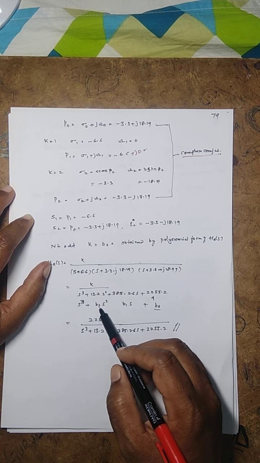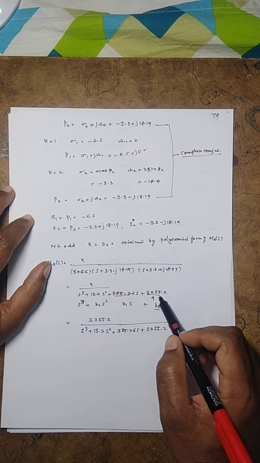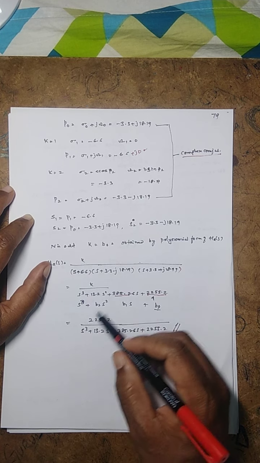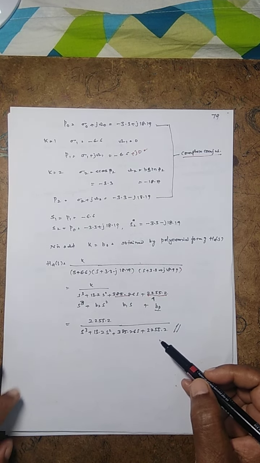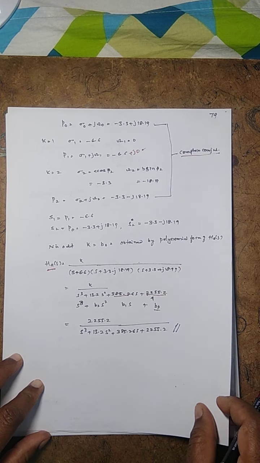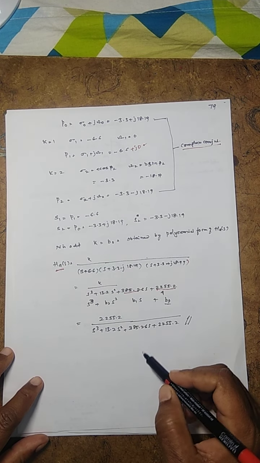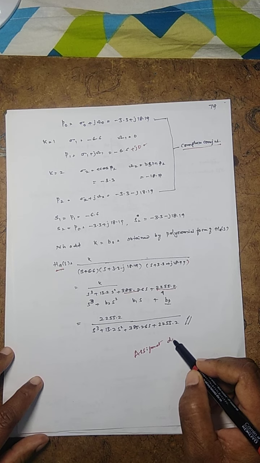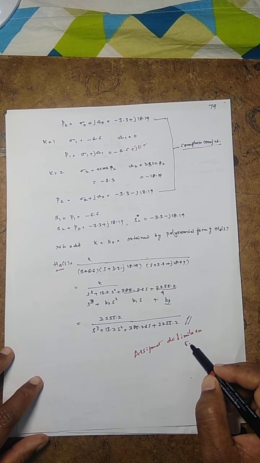This is S cubed, B2 into S square, B1 into S, and this is B0. B0 value is 2255.2. So you substitute here, and you will get 2255.2 divided by this expression as the H of S. As an assignment, do similar problems, similar examples, 5 to 6.